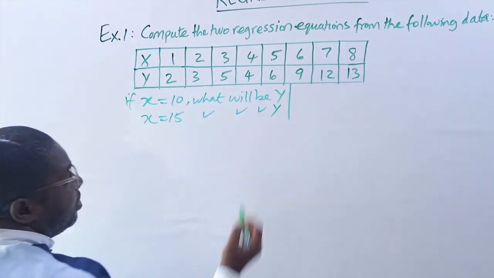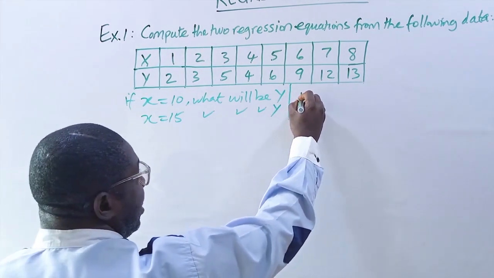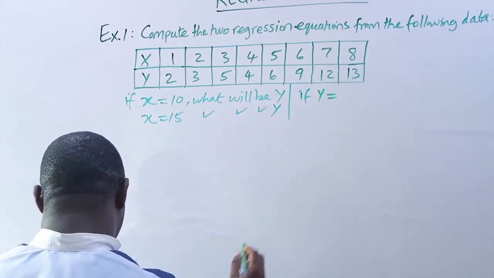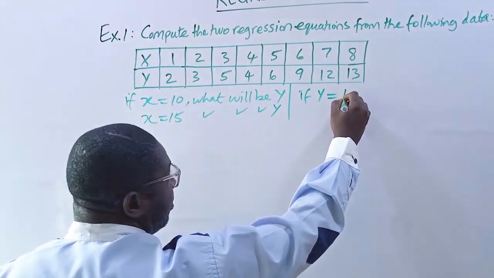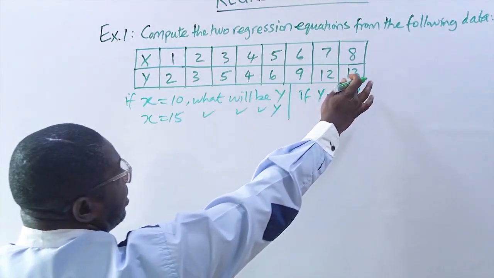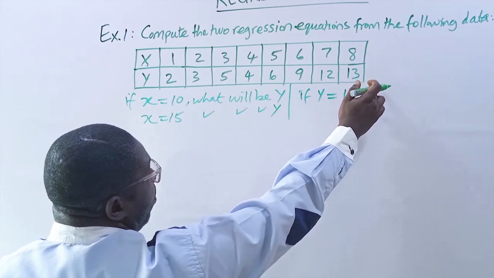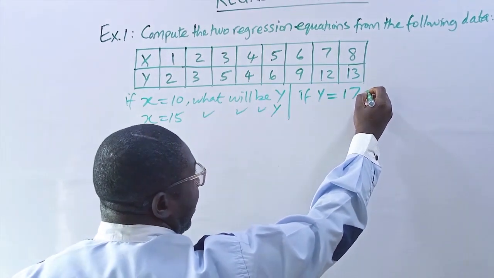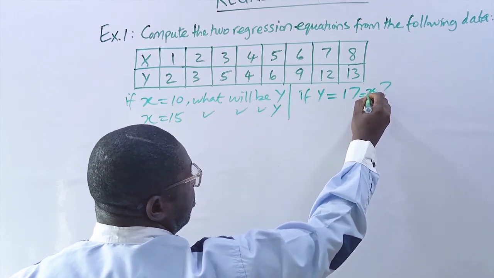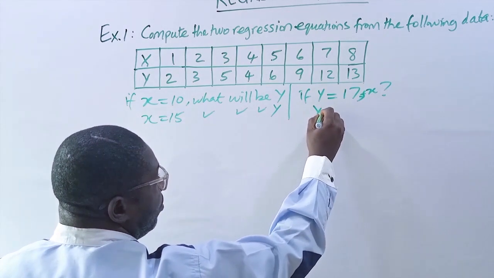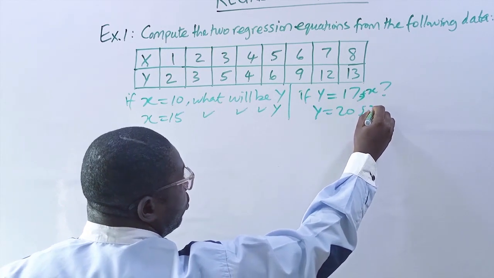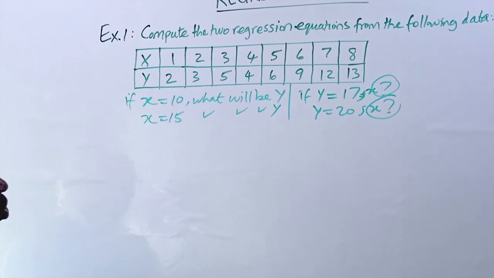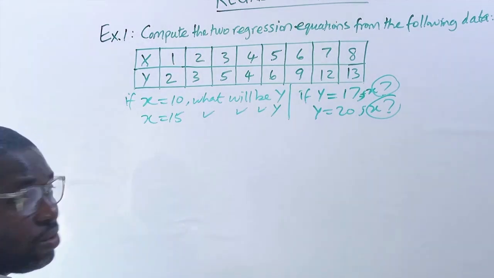That's one part. The other part is, if y is say 17, since we stopped at 13 here, what will x be? Now if y were 20, what will x be? That's what we're asking from this question. So let's solve this question with me.